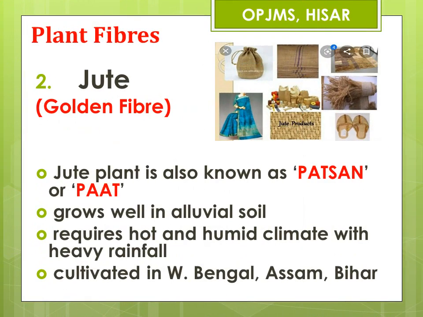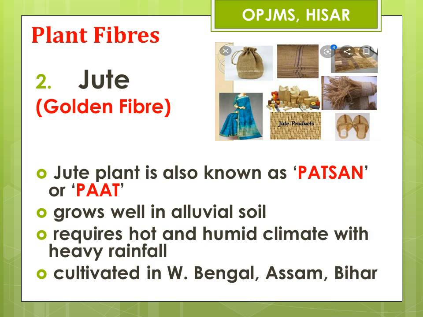Now let us discuss the second plant fiber, that is jute. Jute is the second most important natural plant fiber after cotton, not only in terms of cultivation but also in terms of usage. Jute fiber is obtained from the stem of the jute plant. It is one of the cheapest natural fibers. It is long, soft and shiny fiber. That is why it is also known as golden fiber.